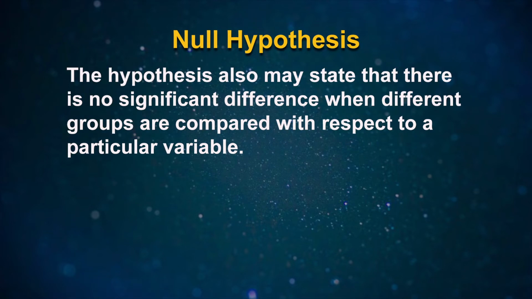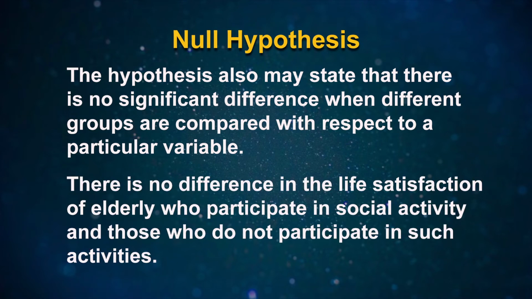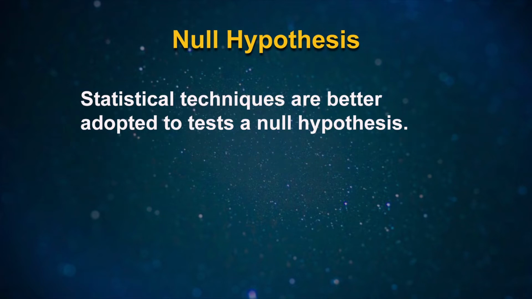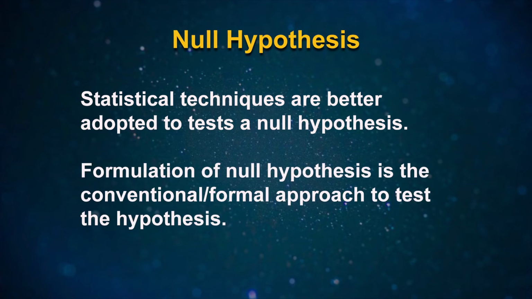The hypothesis also may state that there is no difference when different groups are compared with respect to a particular variable. For example, there is no difference in the life satisfaction of elderly who participate in social activity and those who do not participate in such activities. Conventionally, null hypothesis is tested in research because it is ordinarily more exact and is easy to disprove. Statistical techniques are better adapted to test a null hypothesis. Formulation of null hypothesis is the conventional or formal approach to test the hypothesis.